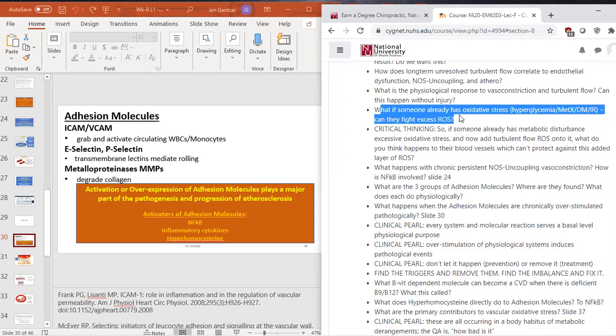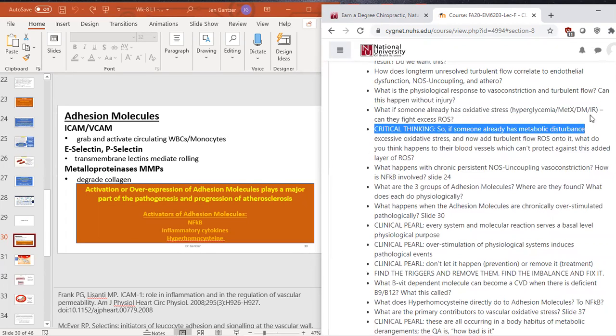What if someone already has oxidative stress? Can they fight ROS? If they are not actively replenishing all of their essential vitamins, minerals, amino acids, and essential fatty acids, and doing antioxidants and working on reversing their hyperglycemia and getting rid of their MetX and reversing insulin resistance, then they're just going to get worse and worse. Every one of these causes oxidative stress and sets up a body habitus of reactive oxygen species. The cool thing is each one individually does it. So when you pair these all together, it's a bombardment of ROS and RNS.